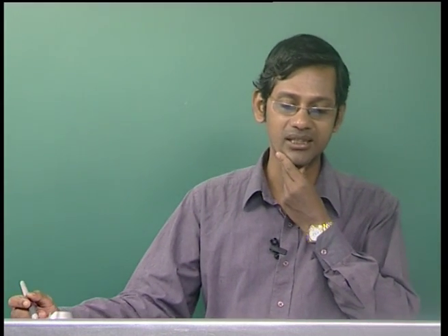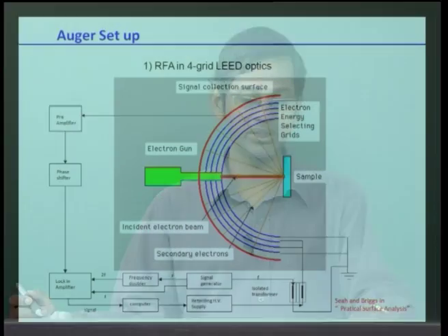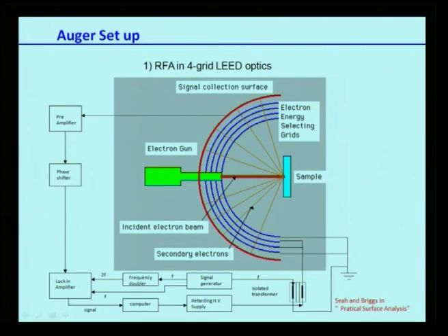Well, the last thing I am going to discuss is the Auger setup, or how Auger electron spectroscopy is done. As you see, the schematic diagram here is quite complex. This is basically a 4-grid LEED optics setup, which is used to detect data. This is the sample, and this is the electron gun. Electrons come from the gun onto the sample, and secondary electrons and Auger electrons are generated. One needs to detect them, and that's why 4-grid LEED optics is used. This signal is fed to a preamplifier, then a phase shifter, then a lock-in amplifier, and then it goes through different kinds of electronics. Finally, you detect the signal in a computer. These are electronics used to improve the signal to noise ratio.